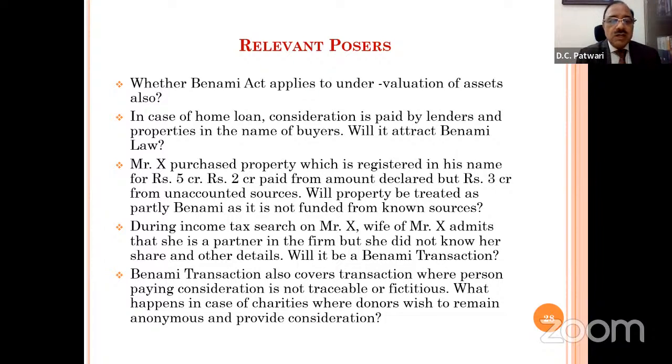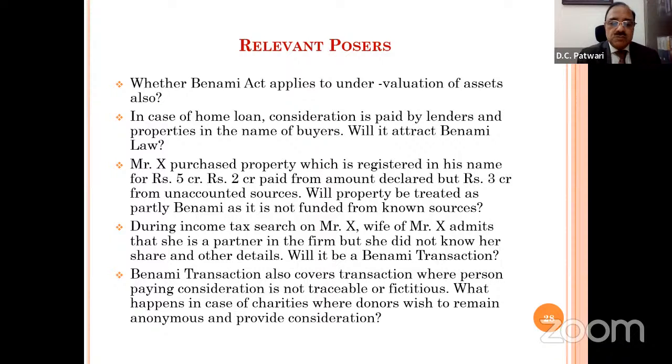During income tax search on Mr. X, wife of Mr. X admits that she is a partner in the firm, but she did not know her share and other details. Will it be a Benami transaction? I will say that just by not remembering her share and other details, it will not become a Benami transaction. Only where it is proved that her share of partnership came by the money provided by X and she is holding the share only on behalf of X, then only it can be treated as Benami, otherwise not.